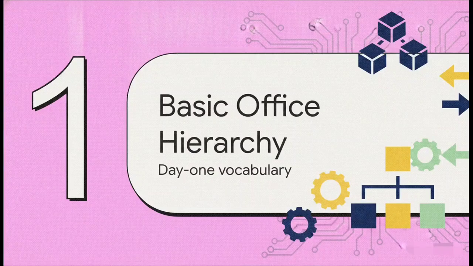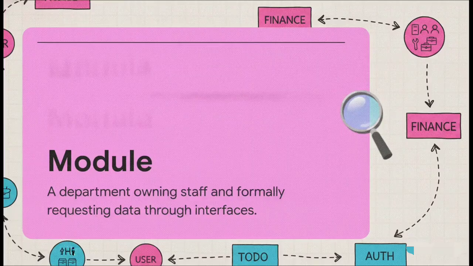All right, section 1, the basic office hierarchy. This covers the day 1 vocabulary you absolutely need to get started. The very first thing that always seems to trip people up is that a NestJS application is not just a flat list of files. It's actually a tree of modules.